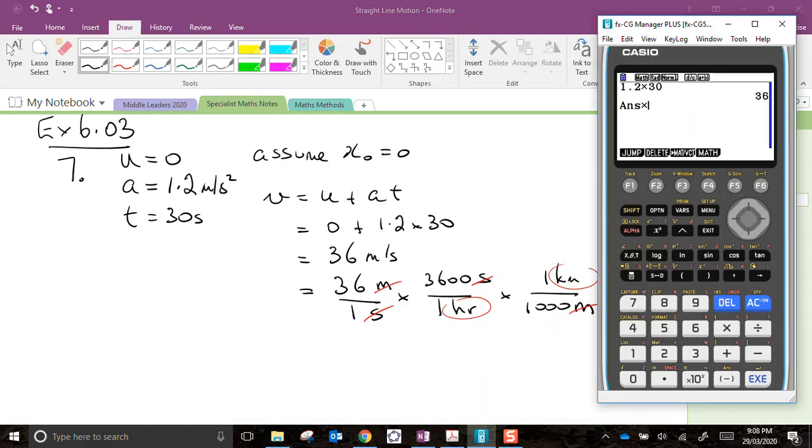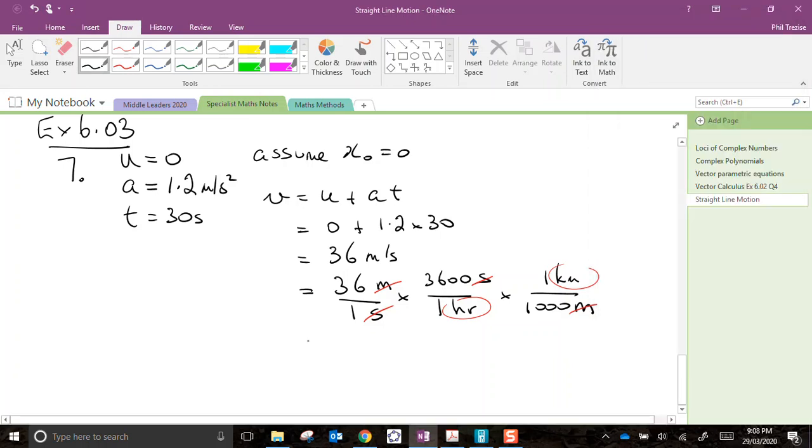So I'll just take my previous answer, multiply by 3.6, and I get 129.6. So that's approximately 130 kilometres per hour, 0 to 130 in 30 seconds. That's the monorail for you.